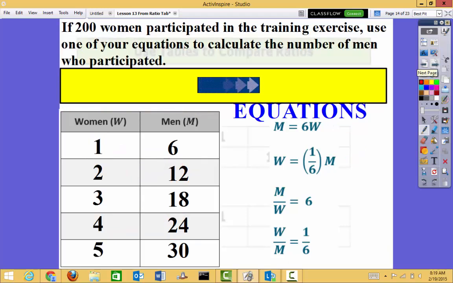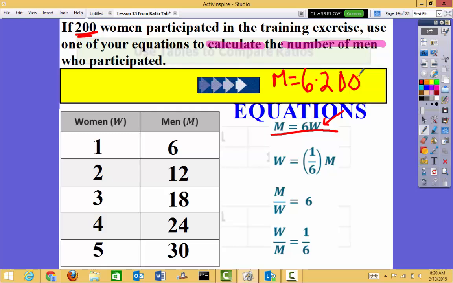Okay, let's look at this. 200 women participate in the training exercise. Use one of your equations, so here are my equations, to calculate the number of men who participated. Well, it's asking me to calculate the number of men, so I need to find the number of men. I don't know how many men there are, so I'm going to use this equation right here. I know how many women there are, so I'm just going to put this 200 in for the women. So it's going to be men equals 6 times 200.